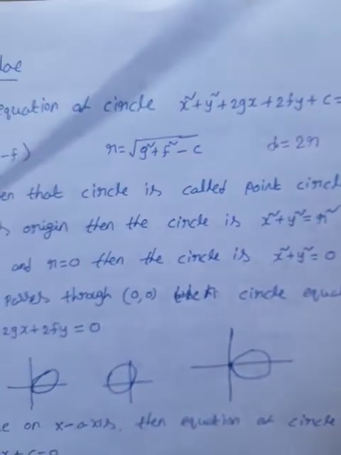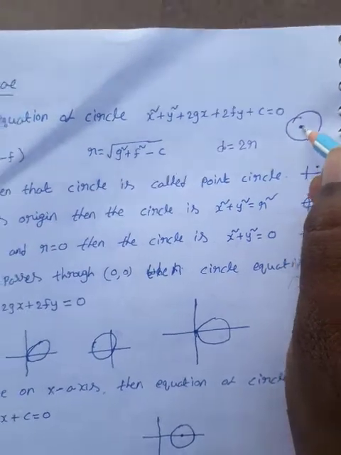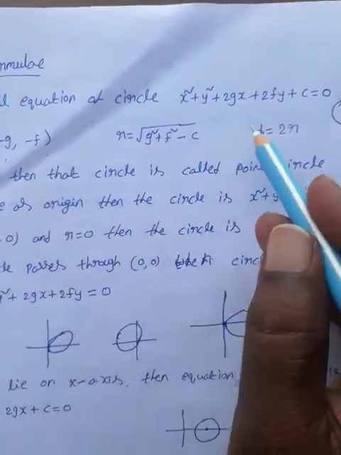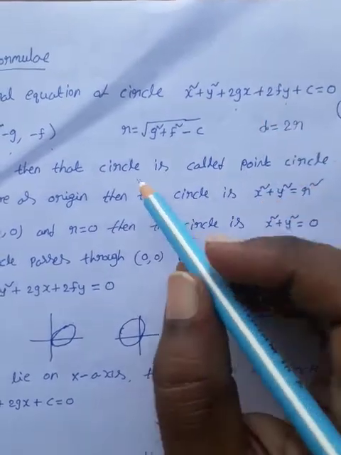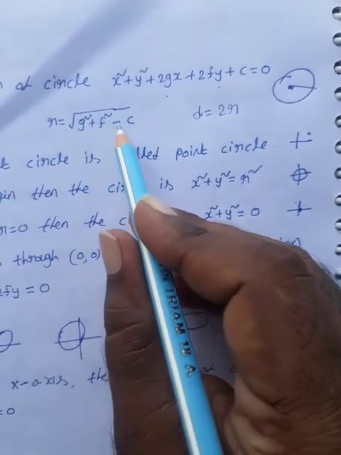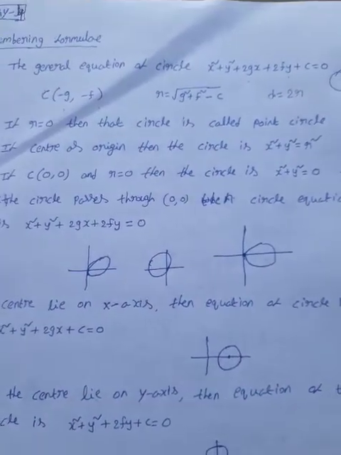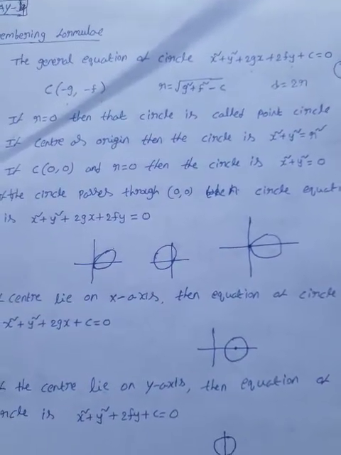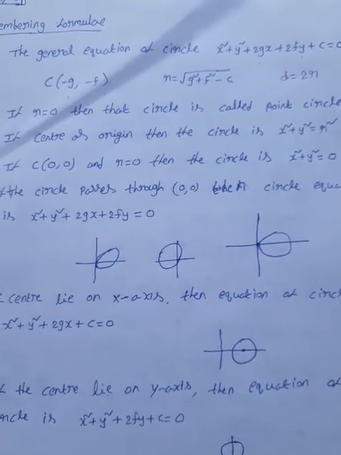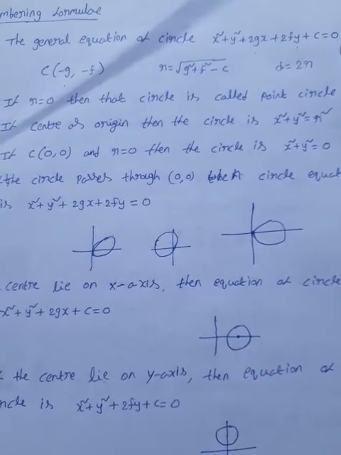The general equation of the circle is x square plus y square plus 2gx plus 2fy plus c is equal to 0. The center is minus g comma minus f. Radius is r equal to root of g square plus f square minus c. Remember these formulas. Keep it in mind.